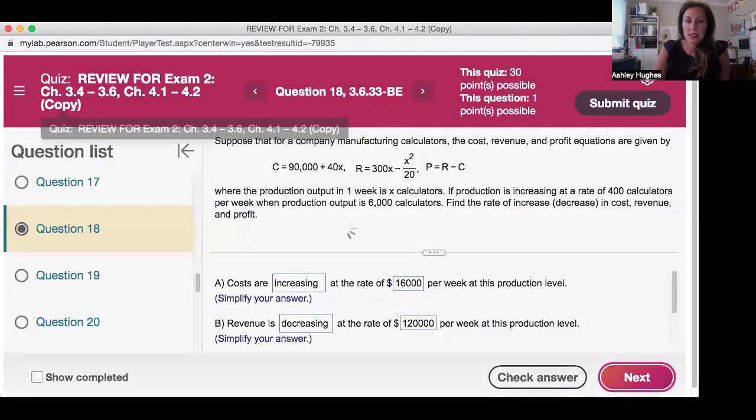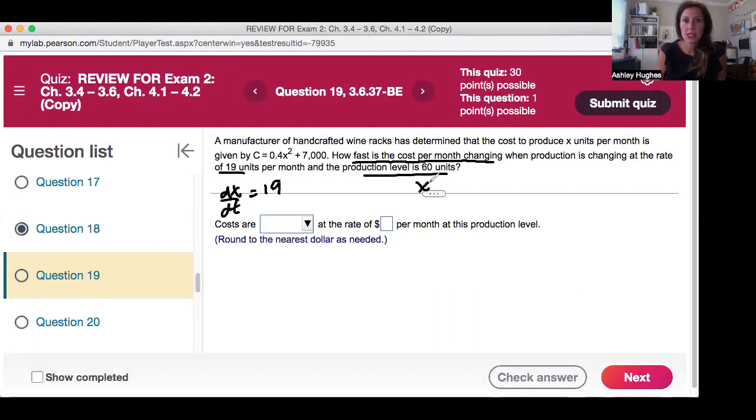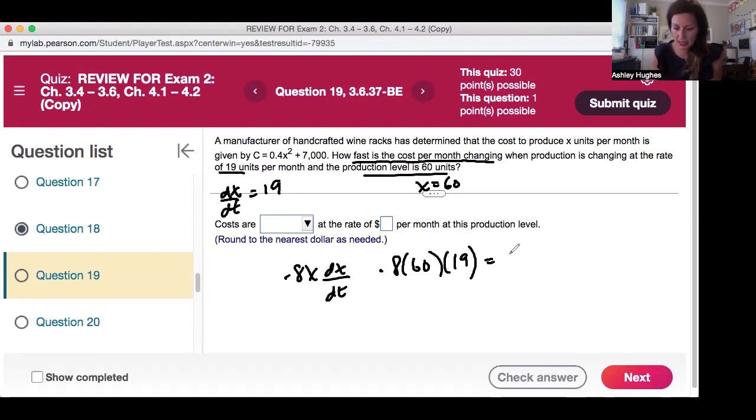So that's number 18. Number 19 says that we have this other cost function, and then it asks how fast the cost per month is changing when the production is changing at a rate. So that's when dx/dt equals 19 and the production is 60. The derivative of that would be 0.8x dx/dt. So it'll be 0.8 times 60 times dx/dt of 19. So what is that? 0.8 times 60 times 19 is 912. I have a positive number, so this is going to be increasing at this rate per month.